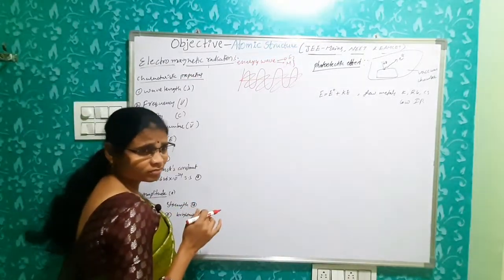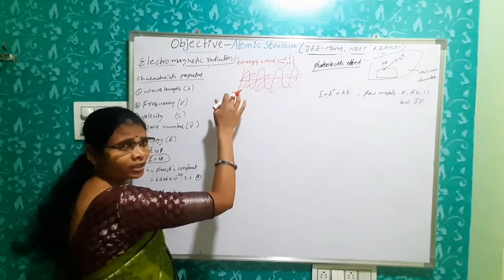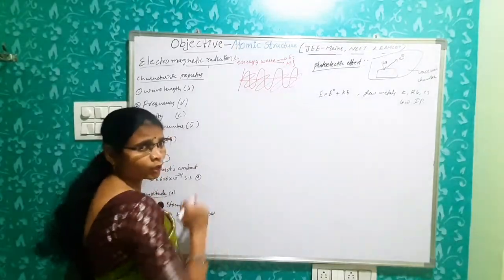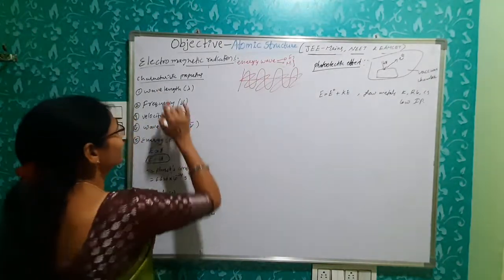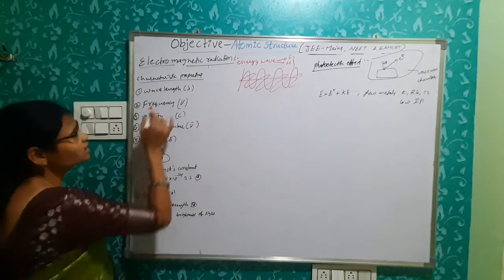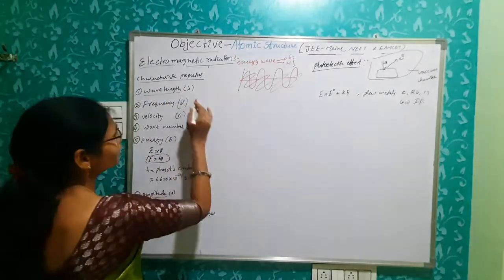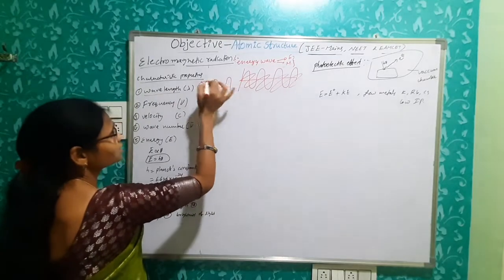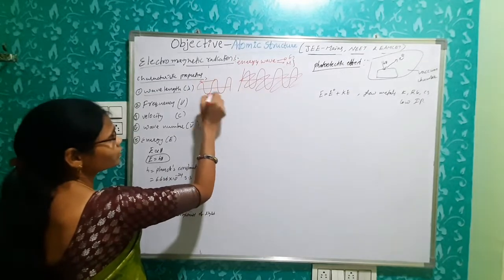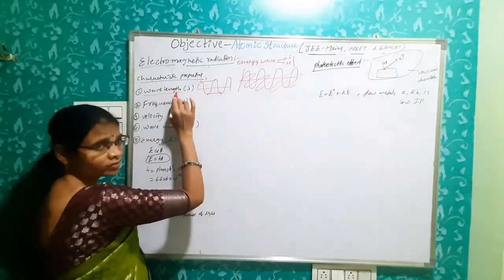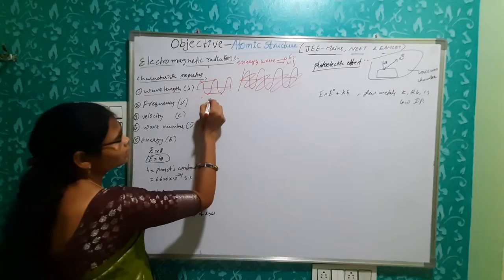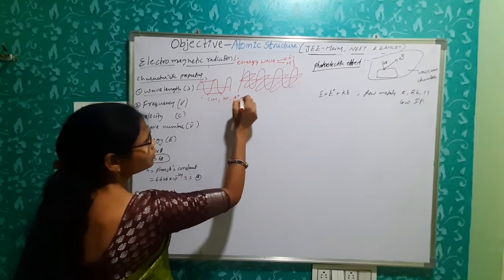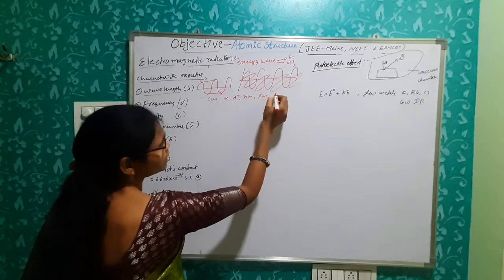Unlike sound waves, they don't need any medium to propagate. Okay, they propagate even in vacuum. Clear? Next, characteristic properties of electromagnetic radiations. Wavelength, denoted as lambda. The distance between two successive crests or two successive troughs is known as wavelength. Okay, units are meters, centimeters, angstroms, nanometers, picometers, micron.